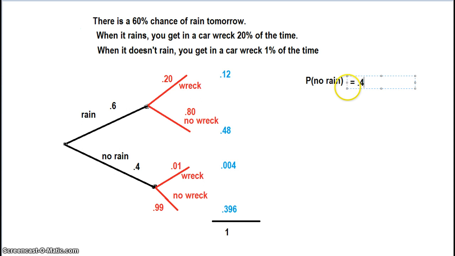Alright, pretty simple. What is the probability of no wreck if you know there was no rain? So remember, this little symbol, a line, whatever comes after it is what we limit our scope to. The possible outcomes are limited to what comes after it. So what if we know we went down this path? That's what this is telling us. If we know there was no rain, well, what's the chances there's no wreck? Well, from here, the no wreck chances are 99%.